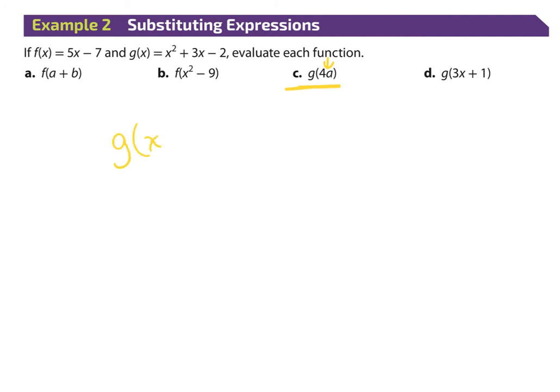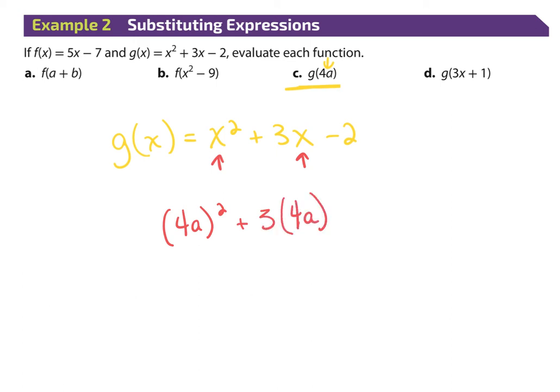So my g function looks like this. Right? And they want me to plug in a 4a. Well, that means I'm going to take a 4a and I'm going to plug it in everywhere that I have an x. So I'm going to say, instead of x squared, I'm going to say 4a squared. Instead of 3 times x, I'm going to say 3 times 4a, right? So you can plug anything into another function.